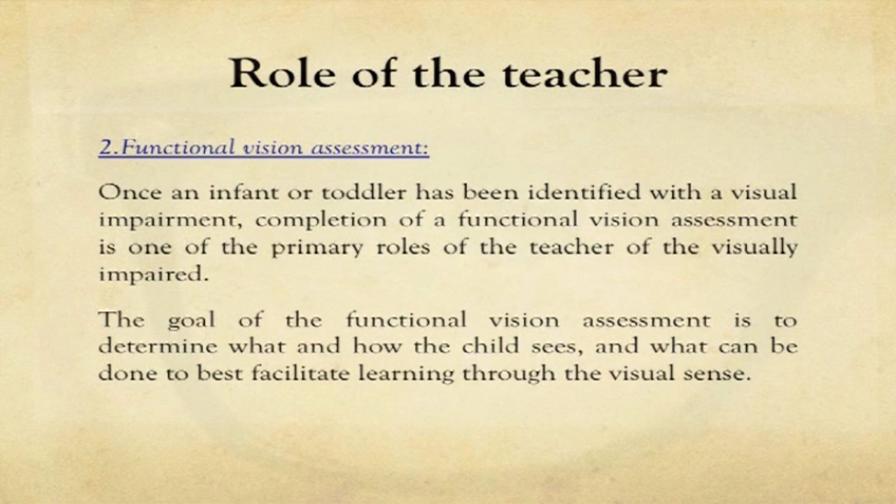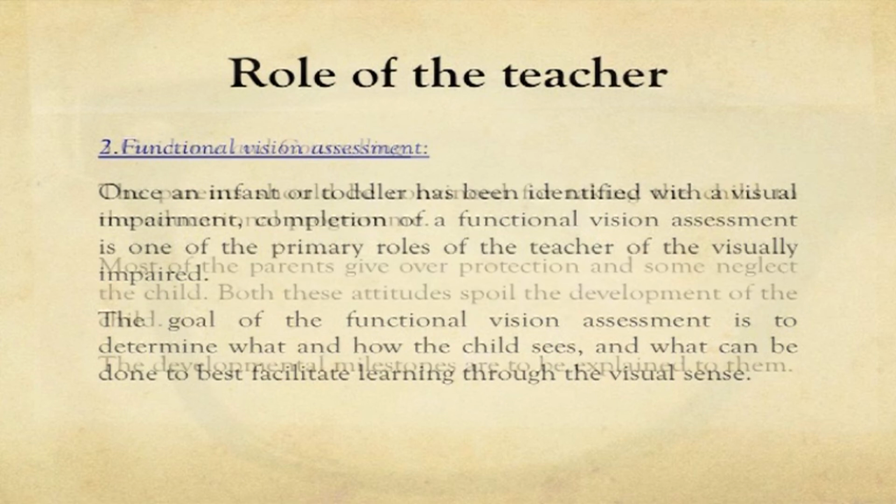Once an infant or toddler has been identified with a visual impairment, completion of a functional vision assessment is one of the primary roles of the teacher of the visually impaired. The goal of the functional vision assessment is to determine what and how the child sees and what can be done to best facilitate learning through the visual sense.